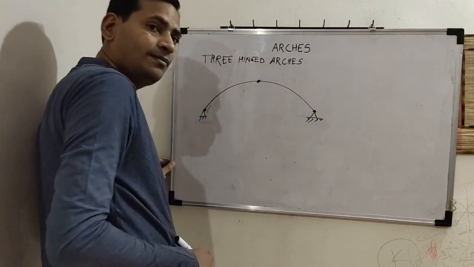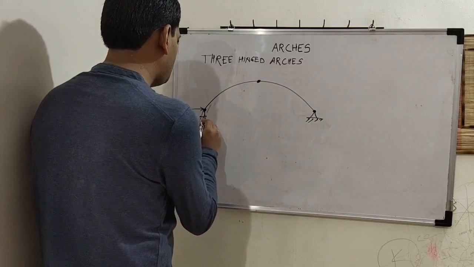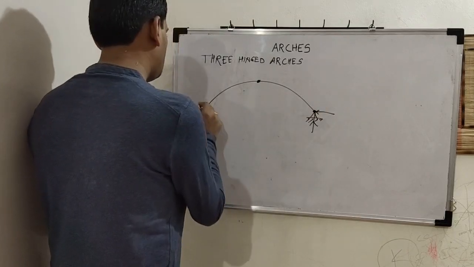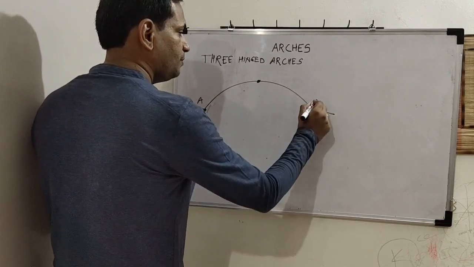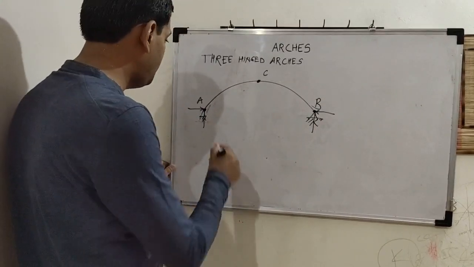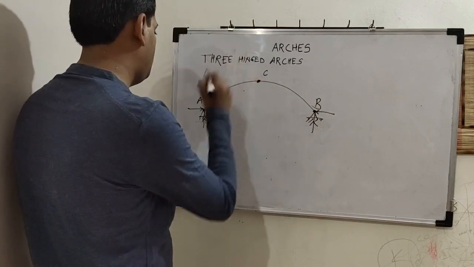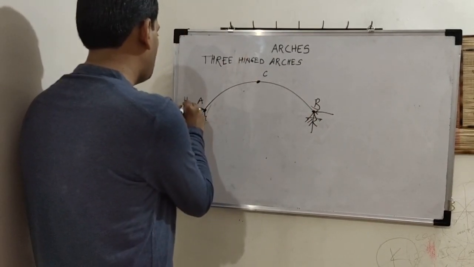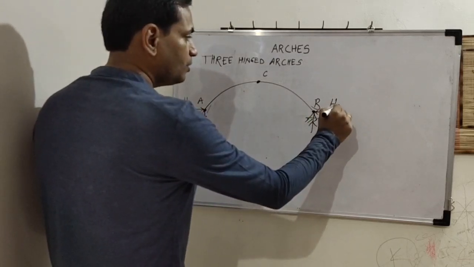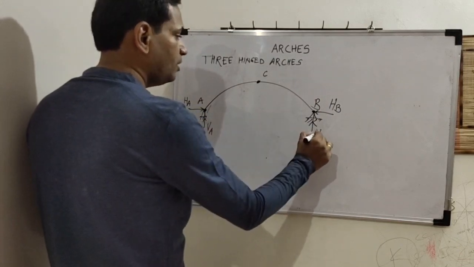So as you can see, there will be two support reactions at each support. If this is A and this is B, C we shall assume as crown. So there are three hinges at each point A, B and C. This is H, horizontal reaction on support A. This is horizontal reaction on support B. This is vertical reaction on A. This is vertical reaction on B.